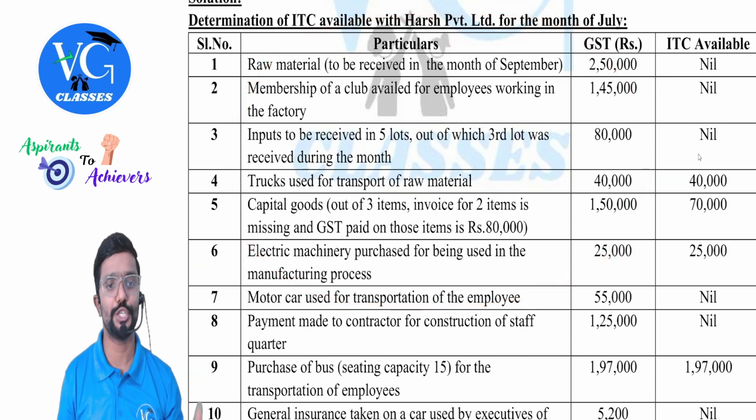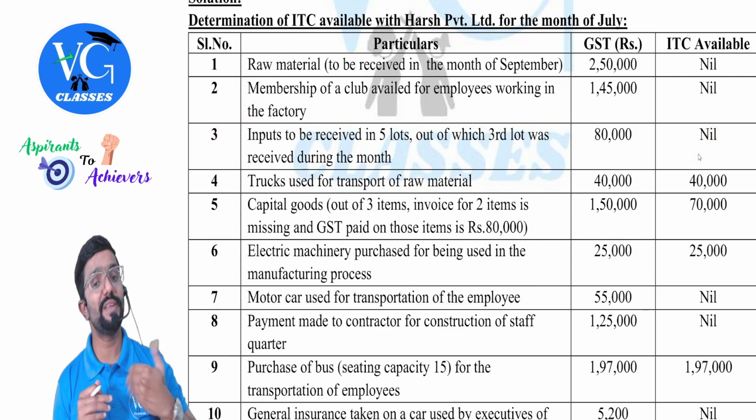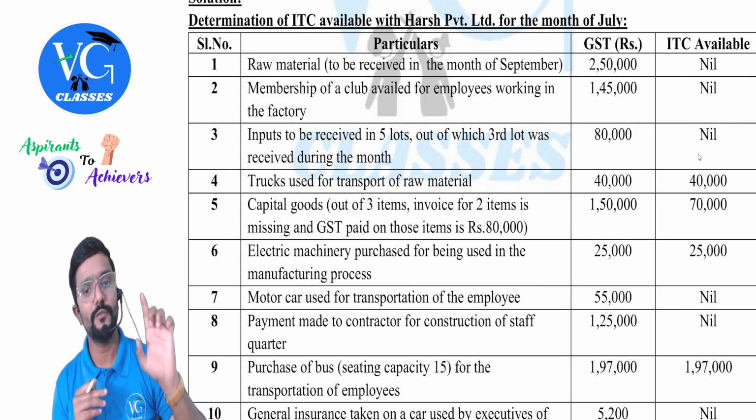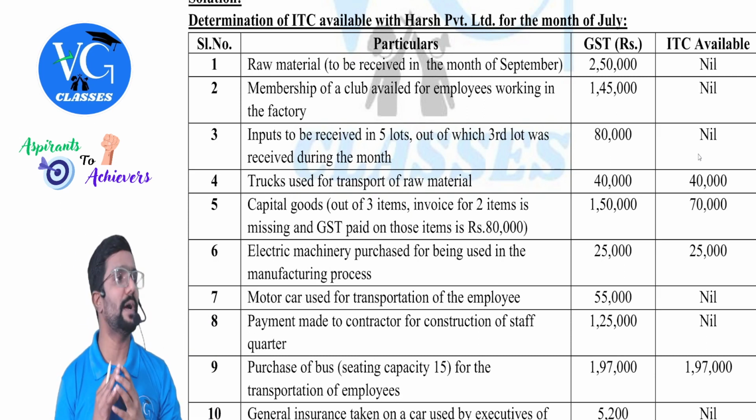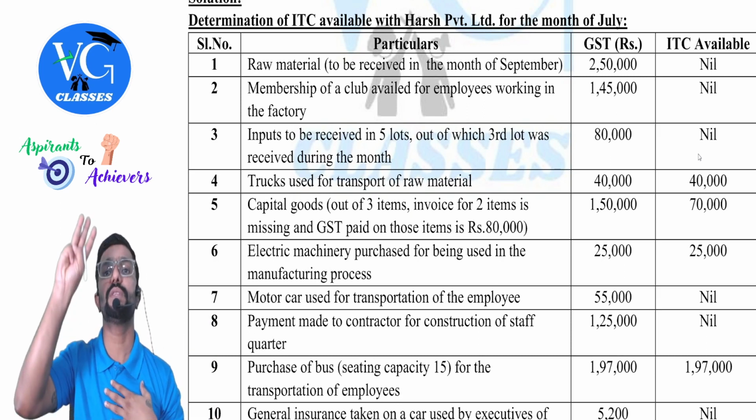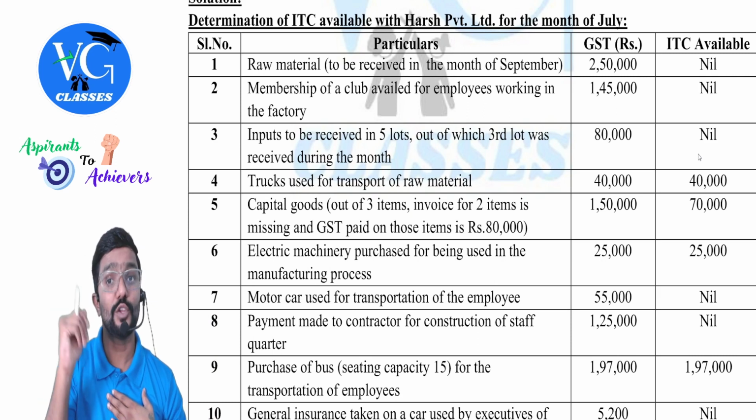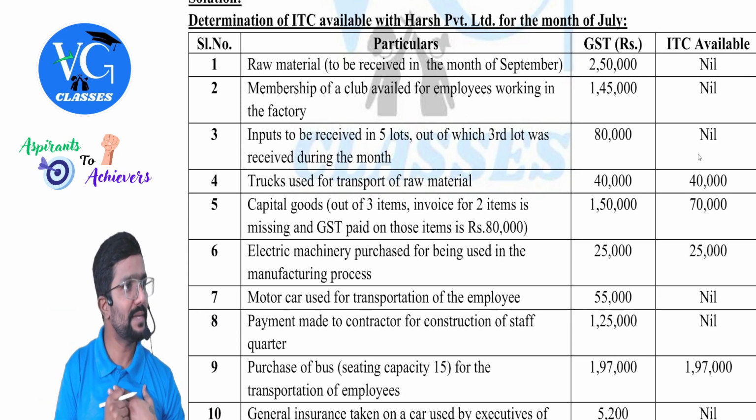Copy paste of the question. I will read here only and I will explain, guys. Inputs are to be received in 5 lots, out of which the third lot was received during the month. That means in July, we have received the third lot. The fourth and fifth lots are still to be received. Can we claim the credit now?